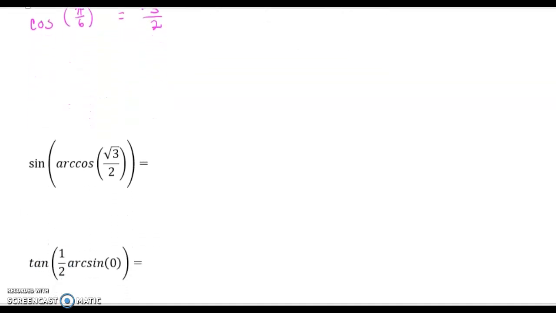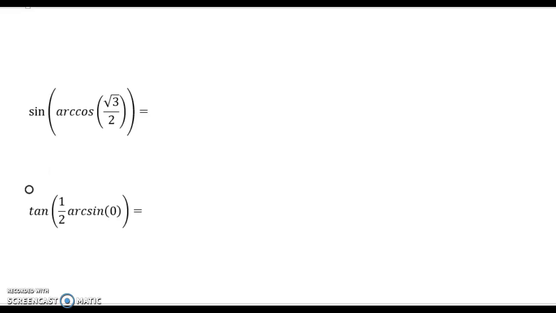Okay, another example, arc cosine. So we start inside, arc cosine, square root of 3 over 2. So that's asking you what angle has a cosine value of square root of 3 over 2. That would be pi over 6. And now we're going to find the sine of pi over 6. The sine of pi over 6 is 1/2.